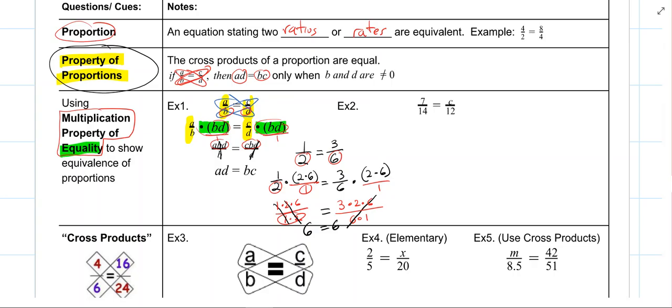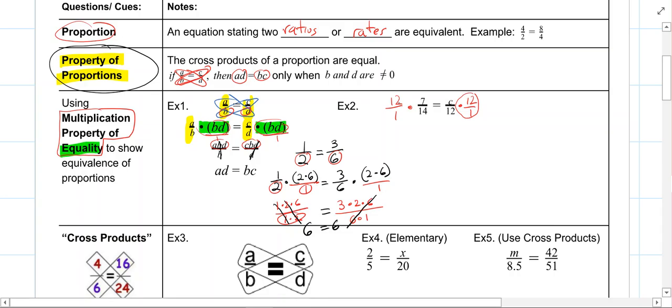Example 2. All right, let's go ahead and start. If I want to know what C is, I need to get rid of 12. Well, I can multiply this side, my right side, by 12 over 1. Now, I need to use the multiplication property of equality. If I multiply this side by 12, I better multiply the other side by the same exact thing.